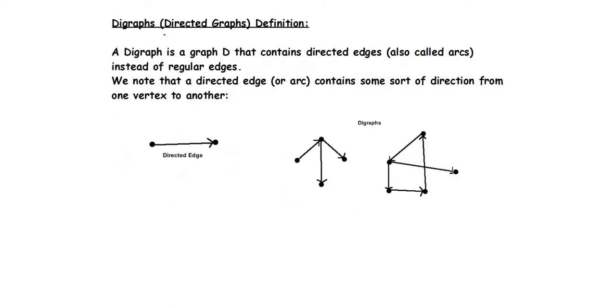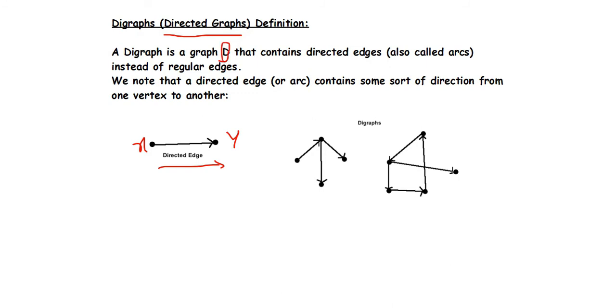Next is your digraph. A digraph is nothing but a directed graph, which means it has a direction. Suppose this is your x and this is your y. There is a direction, which means your edge is going from x to y. You can consider this as an example. So let's see the definition. A digraph is a graph, represented with D.